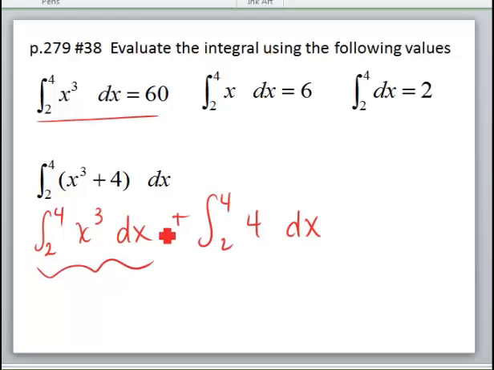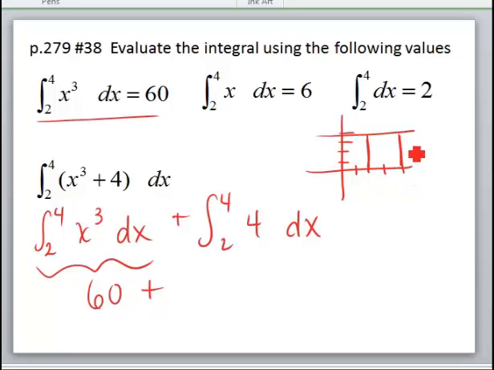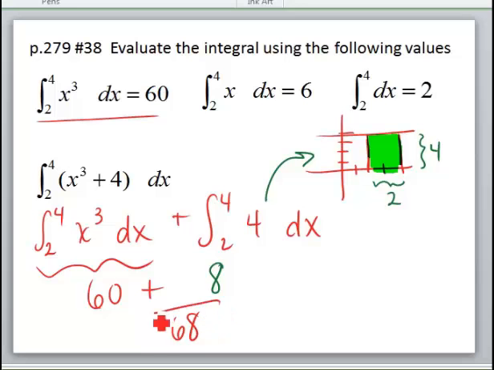Now, I know what this is because it tells me it's 60. Plus, we're going to have to think a little bit about what this means. Well, this is the graph y equals 4. I'm going to find the area underneath the curve from 2 to 4. So I'm really looking for the area right here underneath this curve. That's what this implies. So what I really have is a base of 2 and a height of 4. So that means that my area underneath this curve is 8. So my final answer to this problem would be 68.